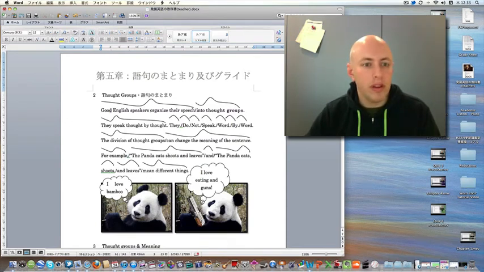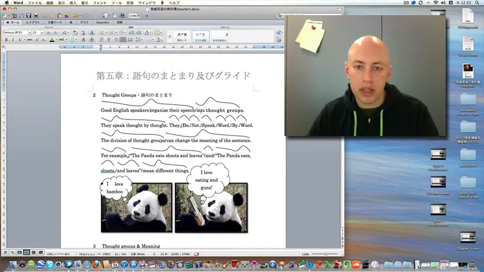Ready? Here we go. Good English speakers organize their speech into thought groups. They speak thought by thought. They do not speak word by word. The division of thought groups can change the meaning of the sentence.